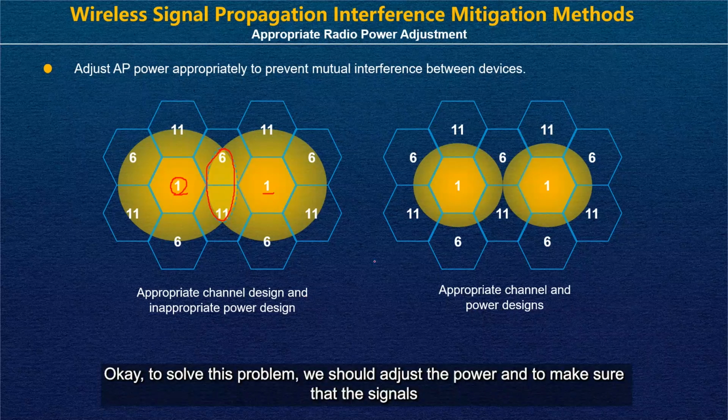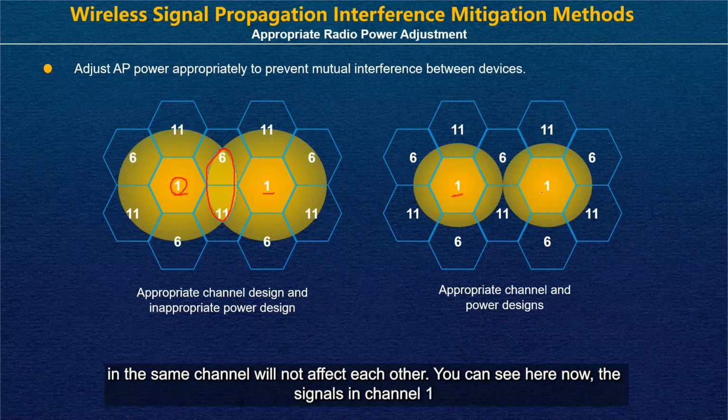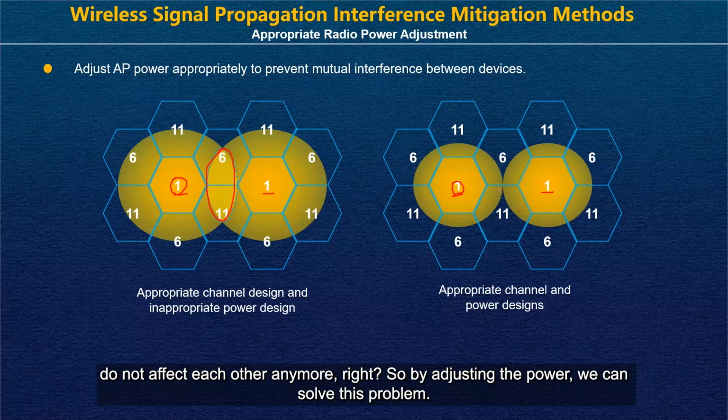To solve this problem, we should adjust the power, to make sure that the signals in the same channel will not affect each other. You can see here now, the signals in channel 1 do not affect each other anymore. So by adjusting the power, we can solve this problem.